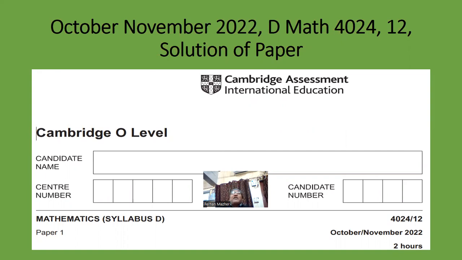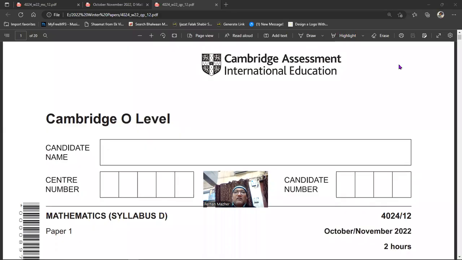Today we have set our hearts to solve a paper 1, and for this purpose, we have selected the October-November 2022 1-2 paper. This paper 1 belongs to zone 2, or you can say variant 2. The time allowed for this paper is 2 hours, and the calculator is not allowed in this paper.